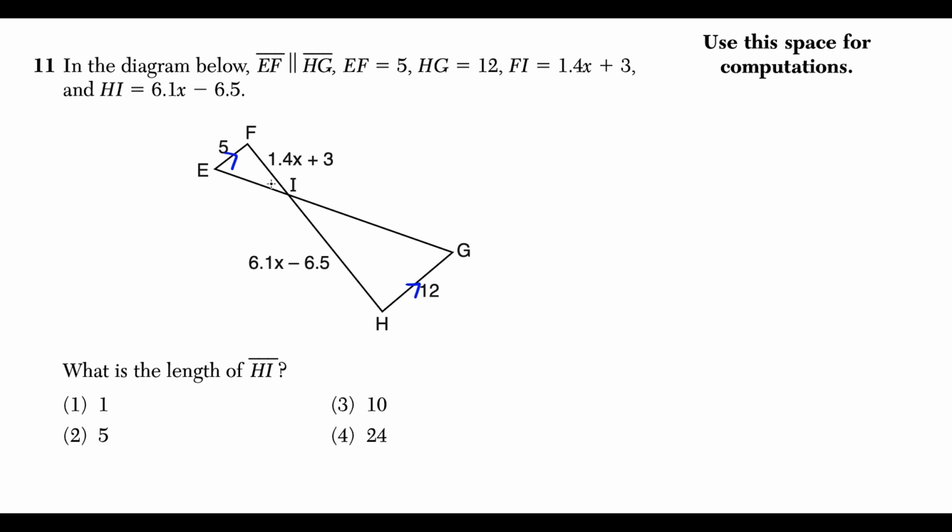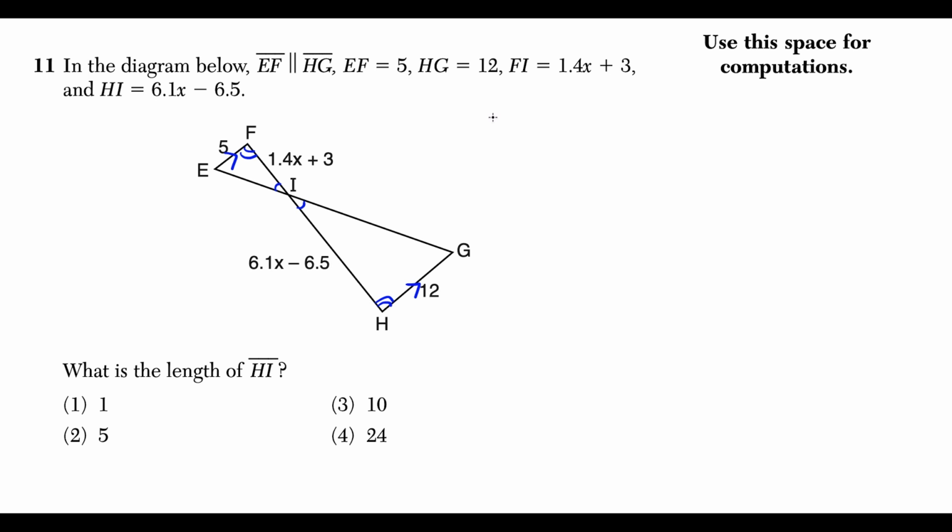Question 11, we have parallel lines here, EF and HG. And that tells me right away, with all these sides given, that we're going to be using similar triangles here, because we have these angles are congruent because they're vertical angles. And then I could say something like angle F is congruent to angle H because we have alternate interior angles formed by parallel lines and this transversal.